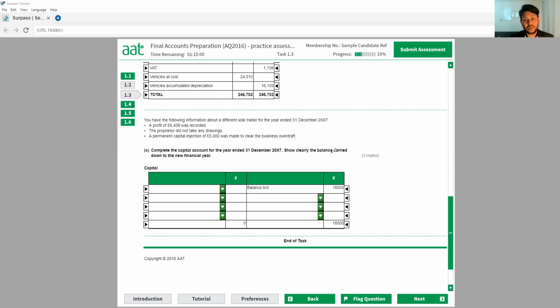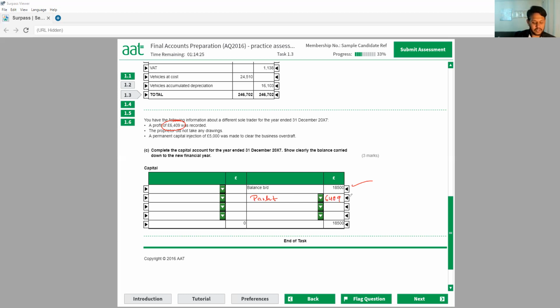And if we take drawings, if we withdraw any money from the business for personal reasons, the capital will go down. That's the reason we say opening capital plus profit, less losses, less drawings, and that will give us the closing capital. So we already have the opening capital here, and we have some profit. Profit will always increase the capital. Remember that. So profit is 6409.